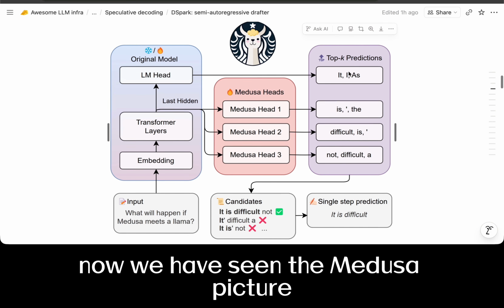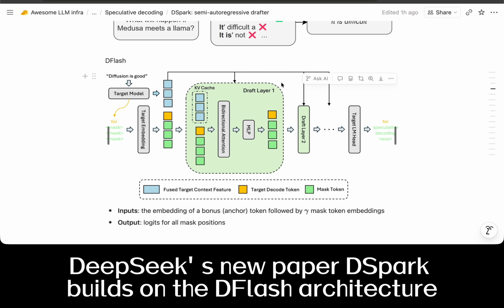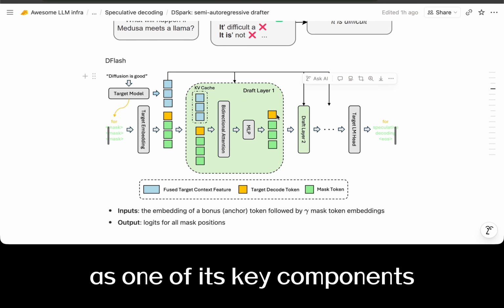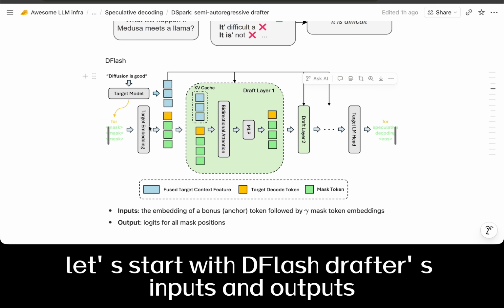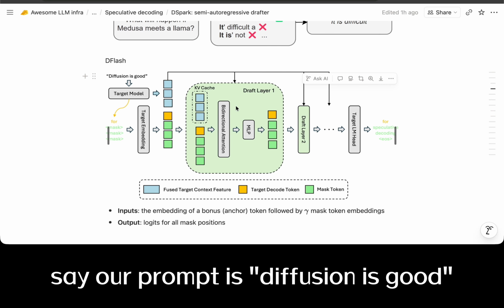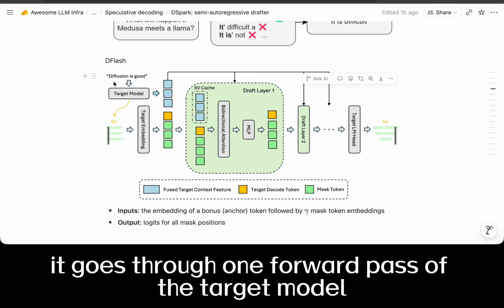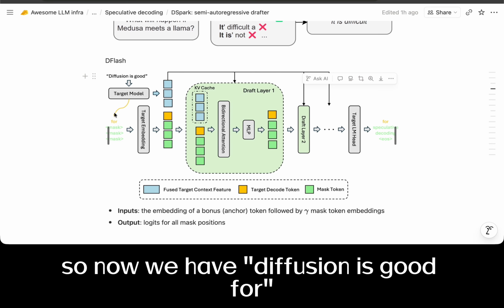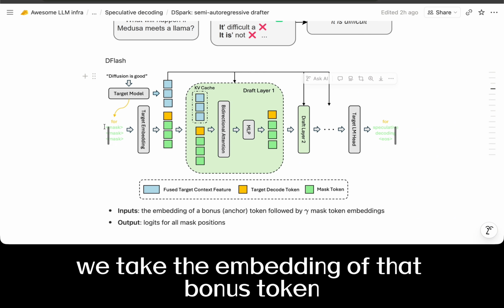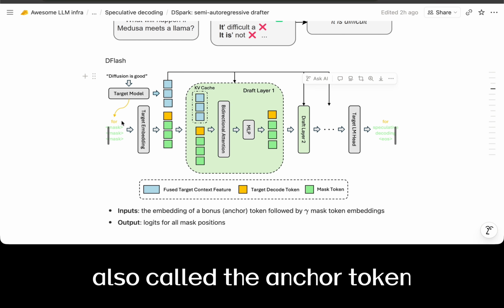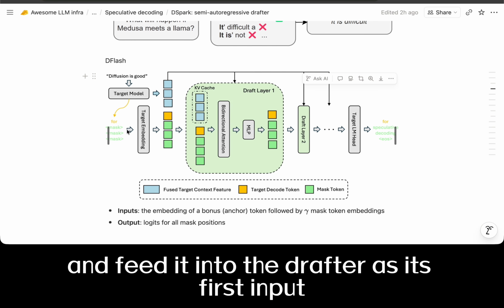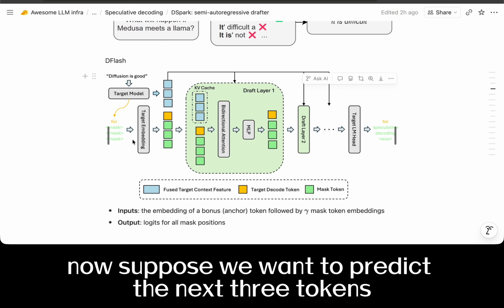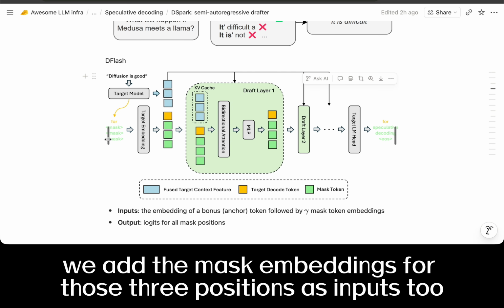Now we have seen the Medusa picture, let's zoom in on DFlash. DeepSeek's new paper DSpark builds on the DFlash architecture as one of its key components. Let's start with the DFlash drafter's inputs and outputs. Say our prompt is "diffusion is good". It goes through one forward pass of the target model, which produces a bonus token 4. So now we have "diffusion is good 4". We take the embedding of that bonus token, also called the anchor token, and feed it into the drafter as its first input. Now suppose we want to predict the next 3 tokens. We add the mask embeddings for those 3 positions as inputs too.